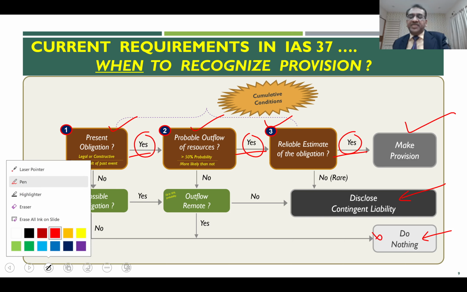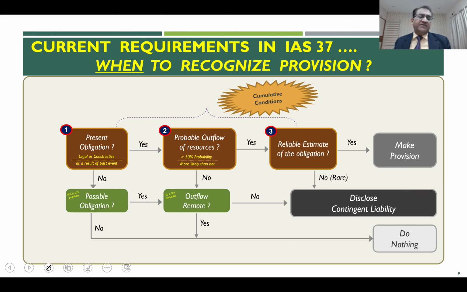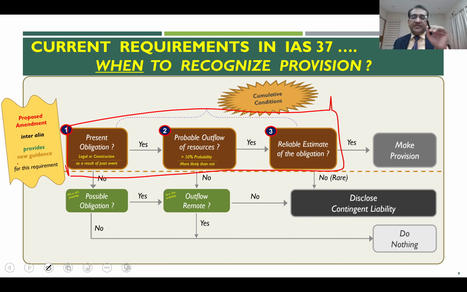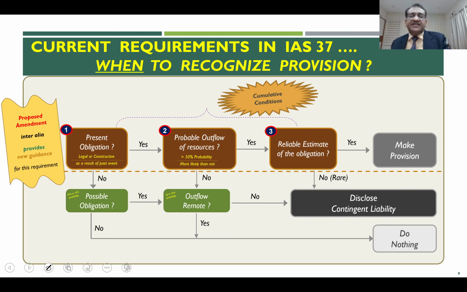I'm sure most of the members would be aware of this; it is a very basic requirement of Ind AS 37 and IAS 37. But what is changing? If you see, the proposed amendment, inter alia, will provide new guidance with respect to this requirement. That means the amendment focuses on these three aspects, and more specifically, even this one only. These two are relatively not impacted by the proposed amendment. Rather, of the three, the proposed amendment is primarily focusing on this aspect: what is the point in time at which you would say that the present obligation exists?